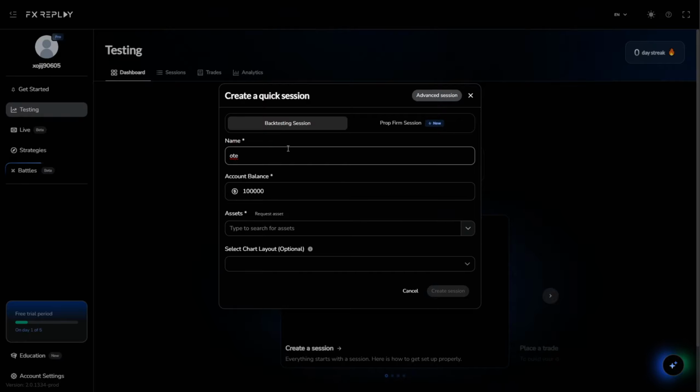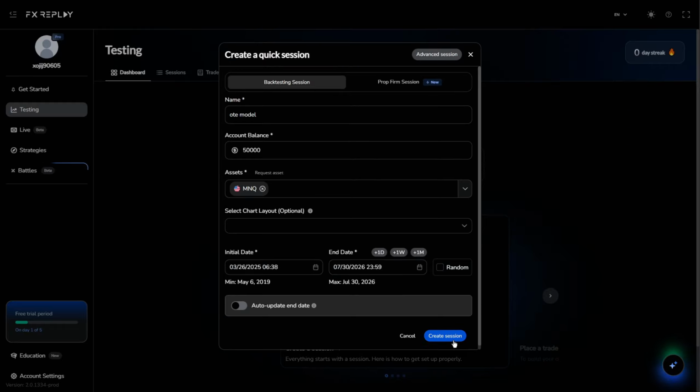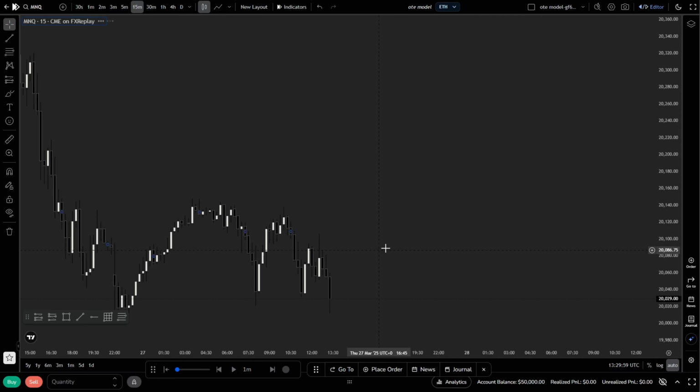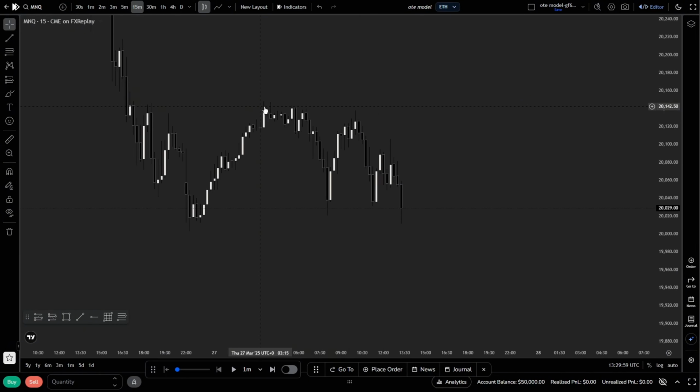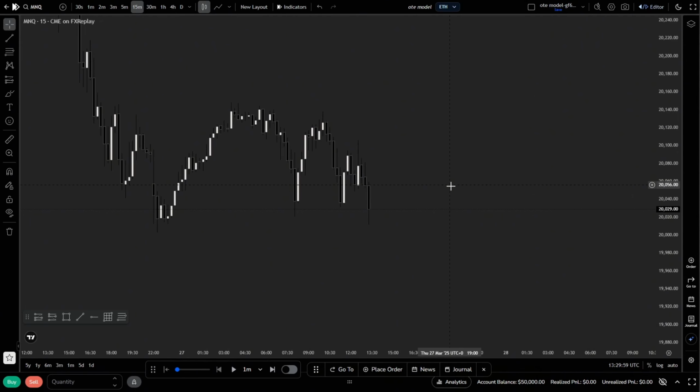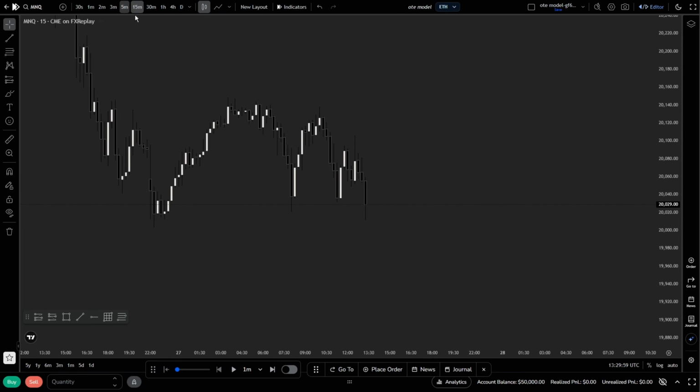It's out here. We're gonna be doing OTE model today. 50K, MNQ, and randomize. For today, we're gonna be going to the New York Open. We're gonna be basically trying to find the range, trying to find any order blocks, rejection blocks for OTE to tap off of, and to get a good win rate today.